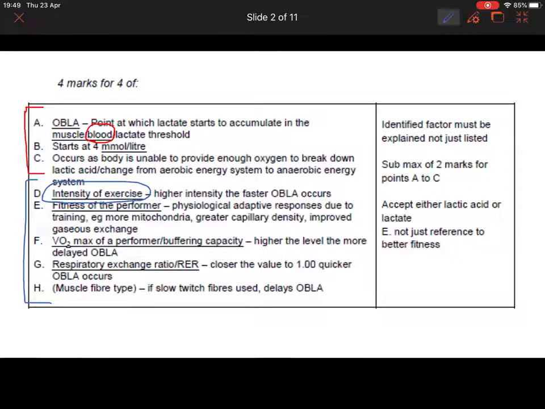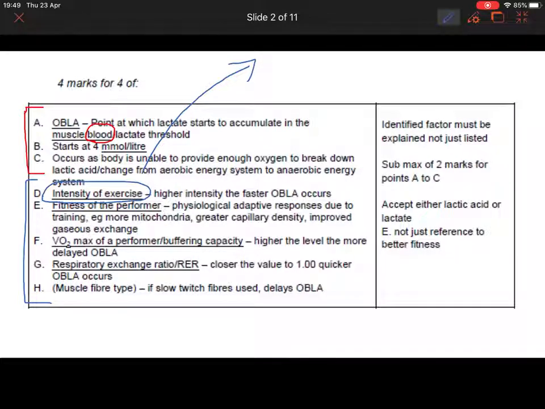And this is something that's come up in previous years when I've taught this. A lot of students can remember the factors that can affect the rate of lactate accumulation, but then they don't actually go on and say how the factor affects it. Now, if I just use the intensity of exercise as an example, there's 2 ways you can go with answering a question like this. Okay.